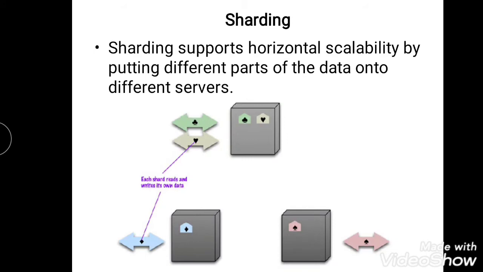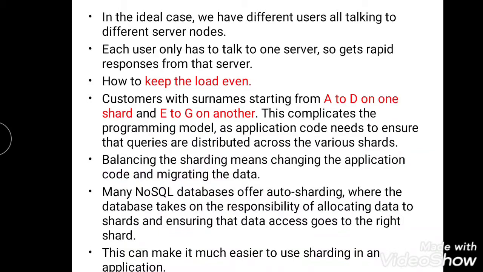Shards put different data on separate nodes, each of which does its own reads and writes. That is the concept of it, right? So here we have different data on separate nodes, each of which does its own reads and writes, whereas a single server model will be doing everything on a single machine.